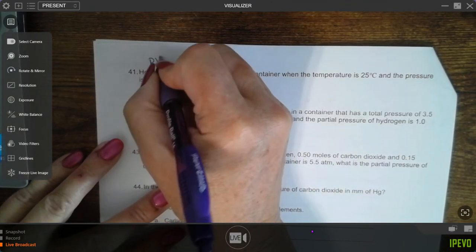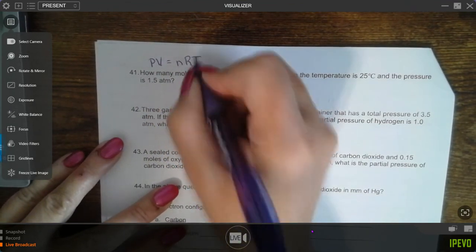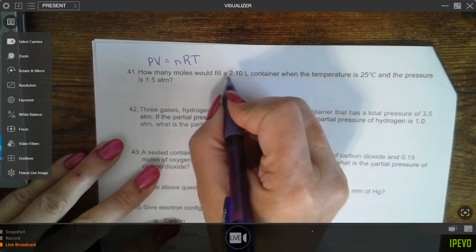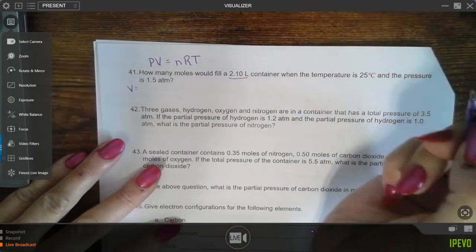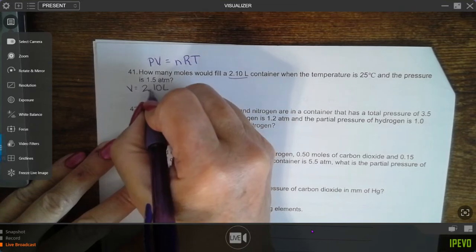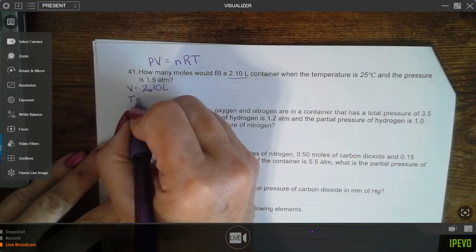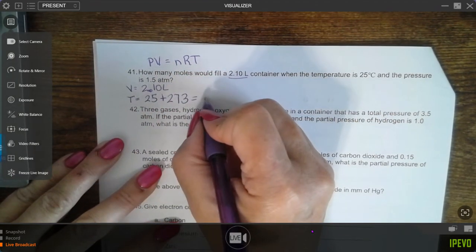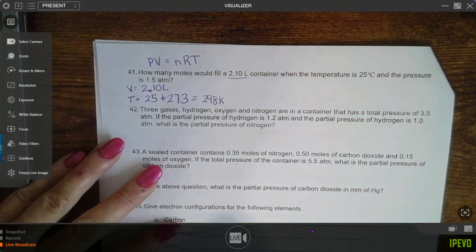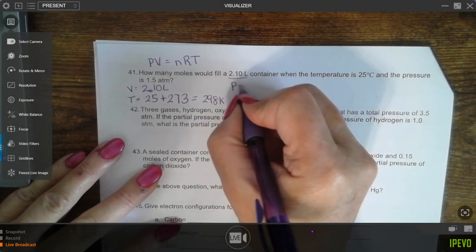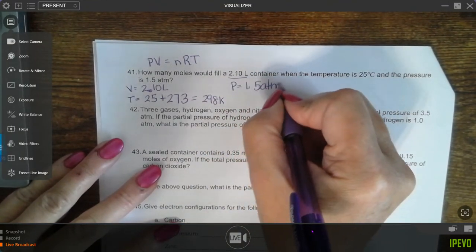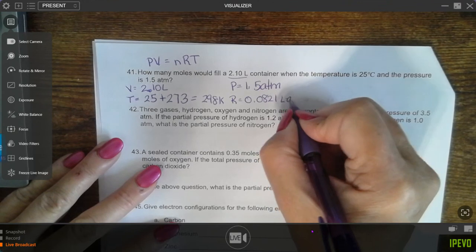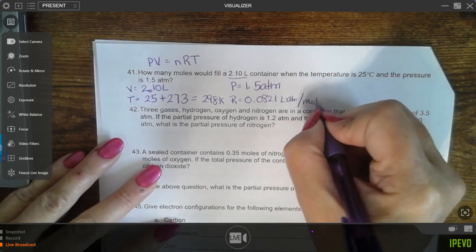So this is going to be the ideal gas law, PV equals nRT. Okay, so how many moles? So we need to kind of spell it out. We've got volume is 2.10 liters. Temperature is 25, but we can't use 25. We have to make it Kelvin. So that is going to be 298 Kelvin. The pressure is 1.5 atmospheres. And remember, R is 0.0821 liter atmospheres per mole Kelvin.